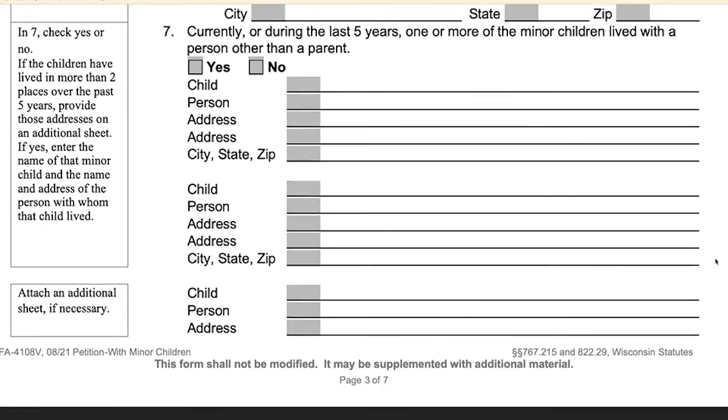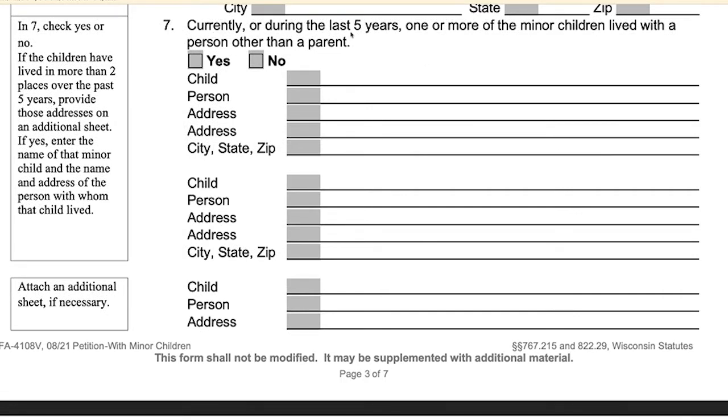They also want to know if currently or during the last 5 years, one or more of the children has lived with a person other than a parent. So that would be something like, things are rough right now. The kids went and stayed with grandma and grandpa for 3 months. Well, I worked some things out. Just be very clear, be very specific. They don't ask for a reason, just locations.